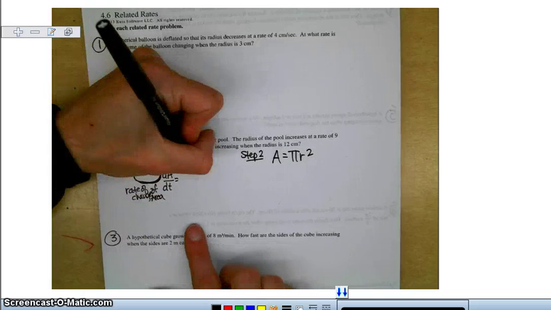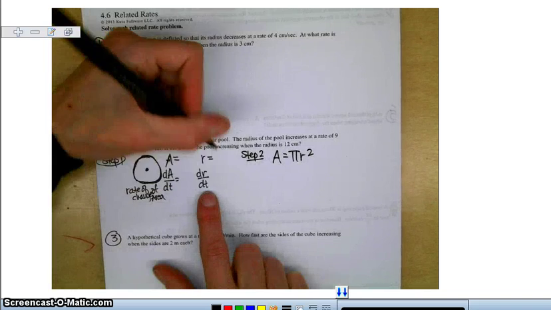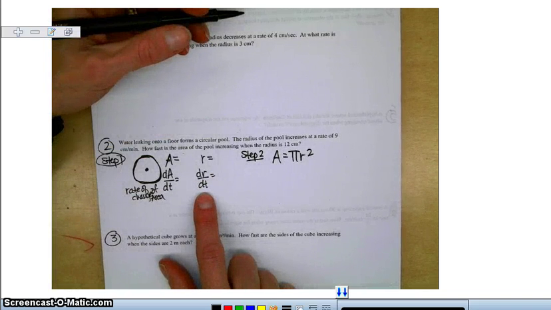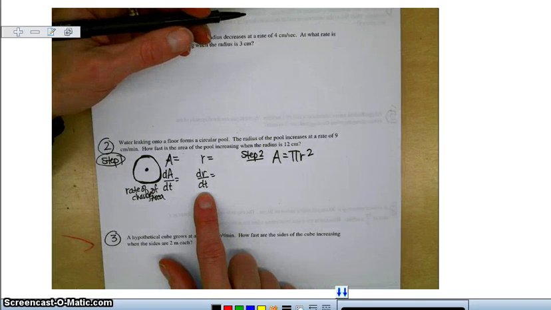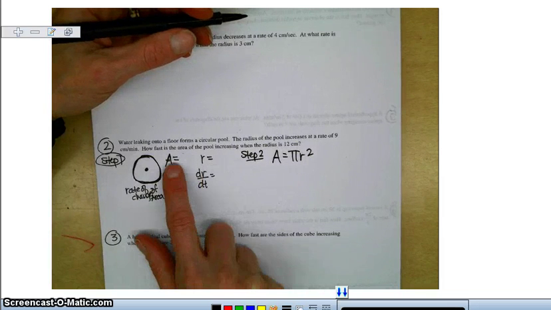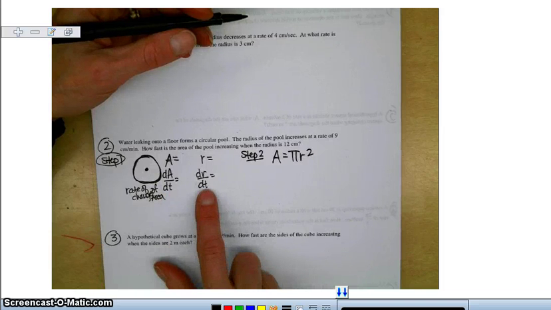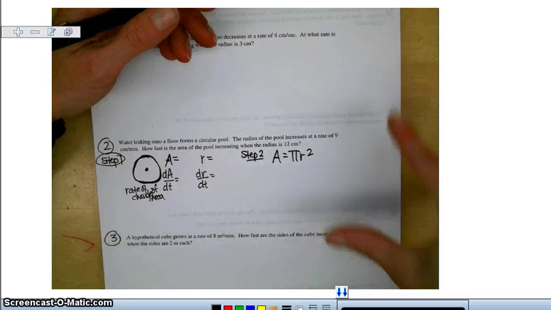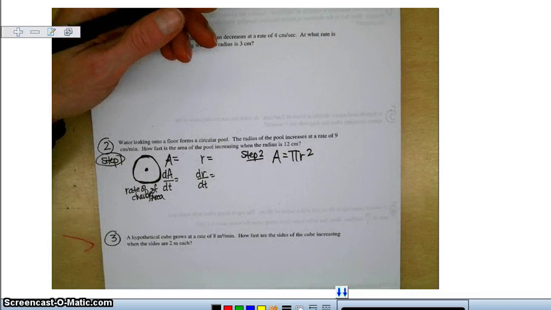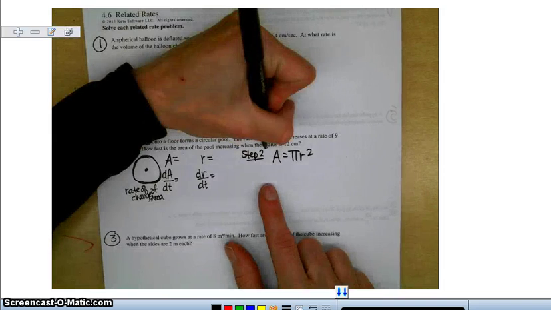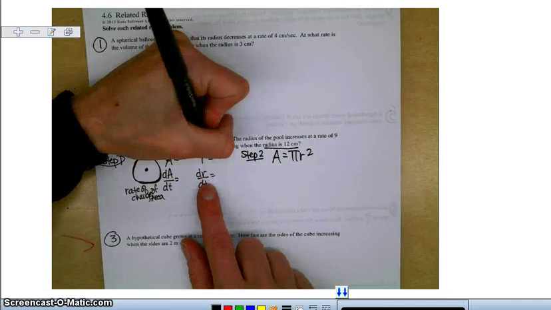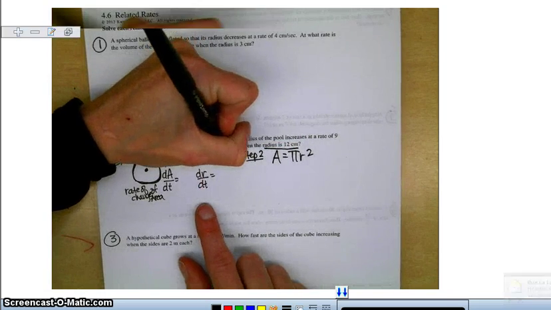So what is dr over dt? What words is that? dr over dt. Rate of change of the radius. R is the radius, A is the area. dA over dt is how fast the area is changing. dr over dt is how fast the radius is changing. So now I go look at the numbers in my problem and say, okay, the number that stands out, it says radius is 12 centimeters. So that means R is 12 centimeters.